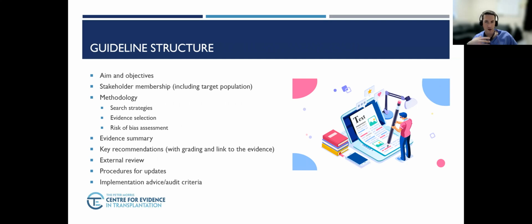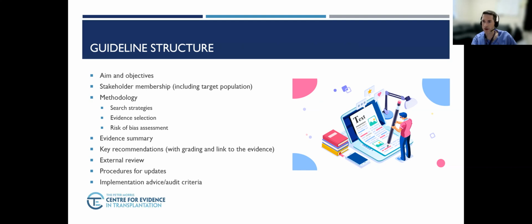So this is the sort of overview structure of what a set of guidelines will look like. We've talked about most of these areas already, so the aims, the objectives, the stakeholders, a clear description of the methodology you've used, the search strategies, how the evidence has been selected, how the risk of bias has been assessed and the evidence has been graded. We'll then summarize that evidence in a narrative form and then provide some key recommendations along with grading and link to the evidence. And I'll talk a little bit more detail about how we might phrase those recommendations in a minute.